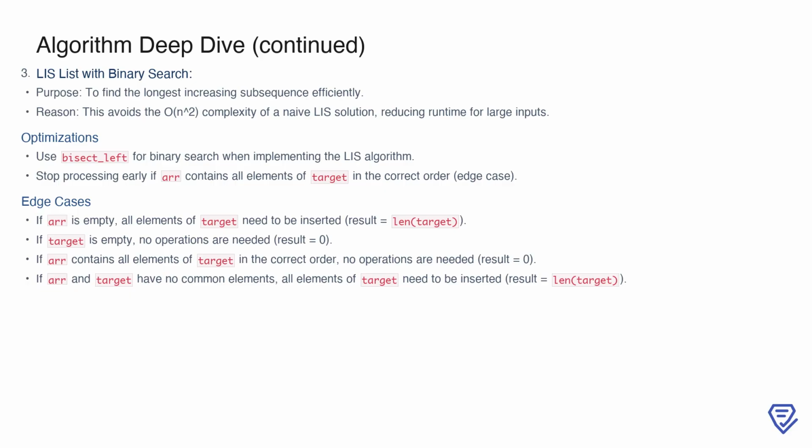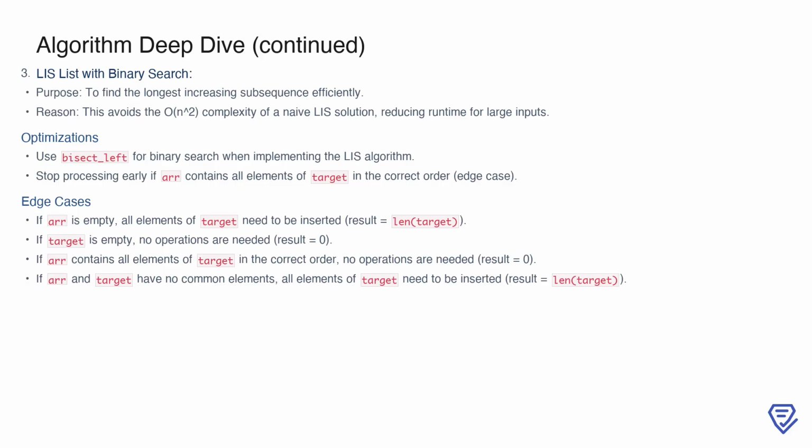For instance, if ARR is empty, all elements of target must be inserted, resulting in len(target) operations. Conversely, if target is empty, no operations are needed since there's nothing to match. If ARR already contains all elements of target in the correct order, no operations are required. Finally, if there are no common elements between ARR and target, we must insert all elements of target.